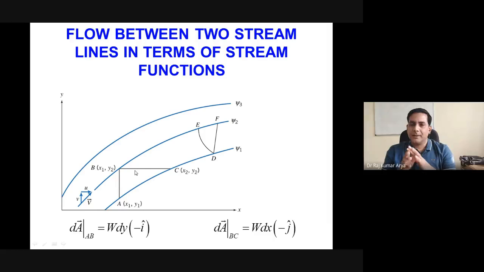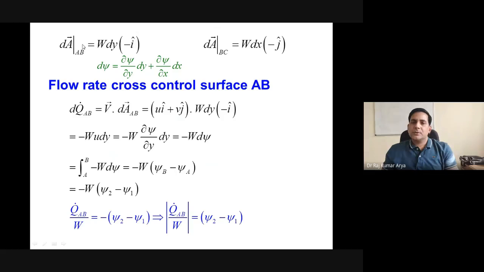Yes, sir. Right? So if I calculate how much flow is going across this section AB, I multiply your U, the flow in this direction, by dA, which is W into dy, and let's see what we get. This is dA at point B, and this is at point BC. Let's do it one by one.